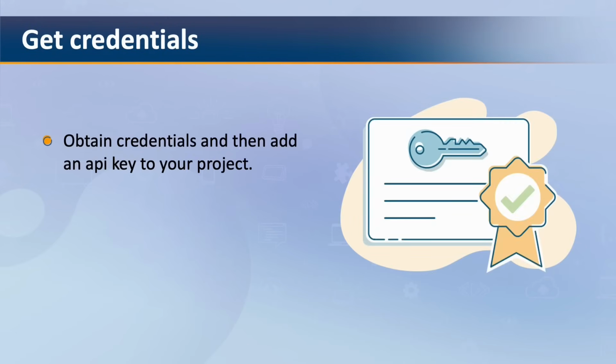To use Amazon Device Messaging, ADM, we must be able to uniquely identify our app to Amazon. Amazon provides you with credentials for this purpose. ADM uses an API key to verify your app's identity. We can obtain this key from the Amazon Developer Console. For more information on how to do this, you can check out the link on the screen, which you can also find in the description below.